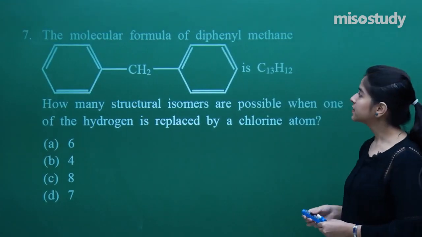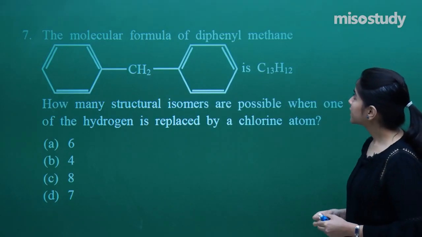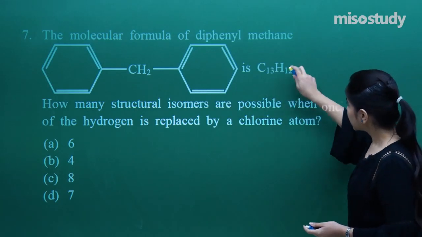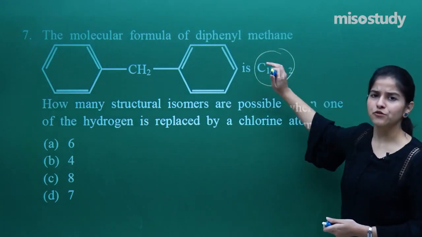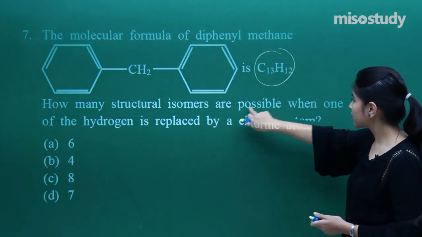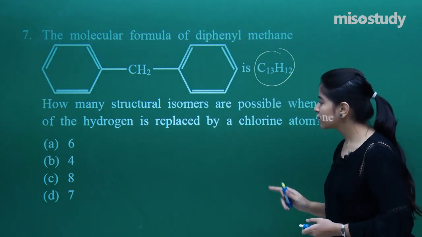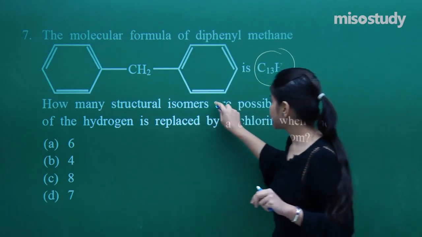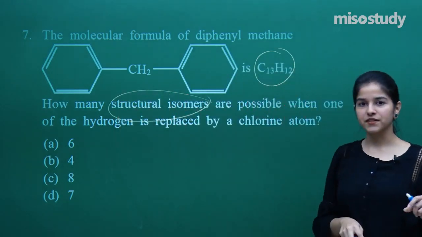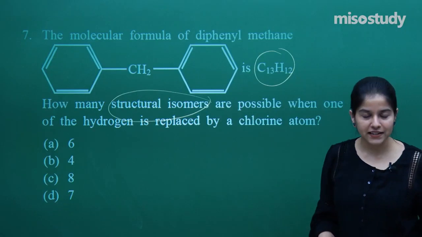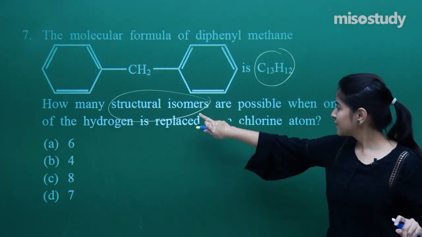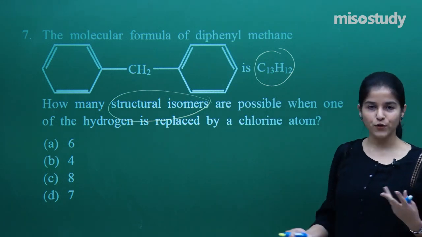Question number 7. The molecular formula of diphenyl methane is given as C13H12. I do not need that. How many structural isomers are possible when one of the hydrogens is replaced by a chlorine atom? I need to find out structural isomers. I am not concerned about the optical activity. Here I do not need to find out any chiral center. Simply the structures, different kinds of structures, what can I obtain?